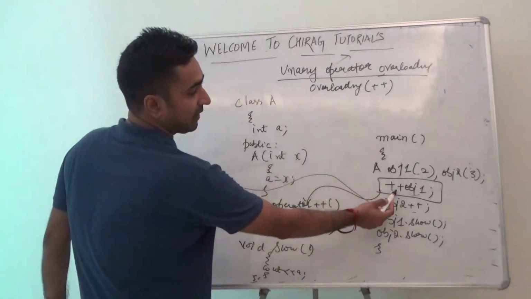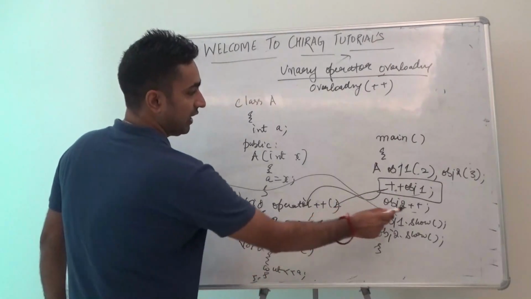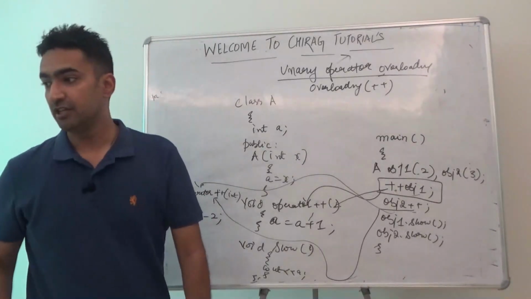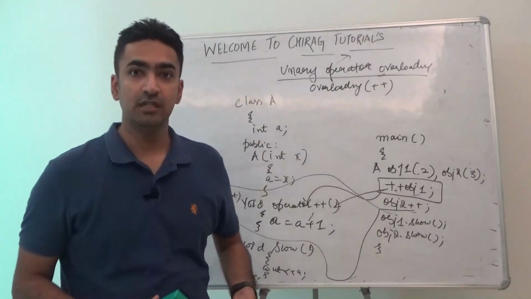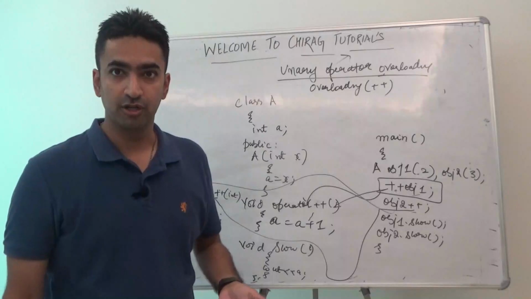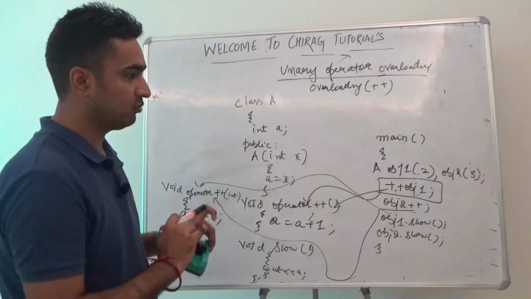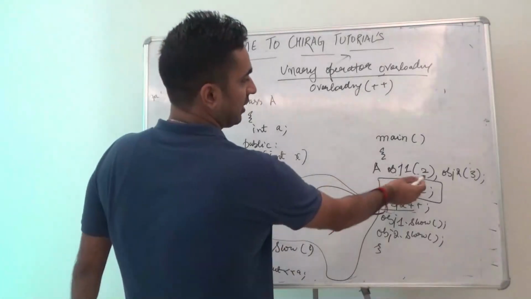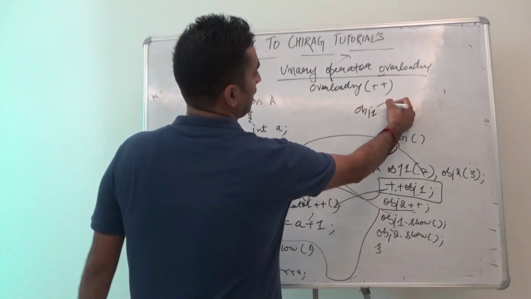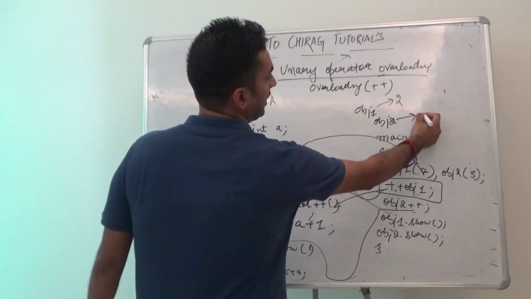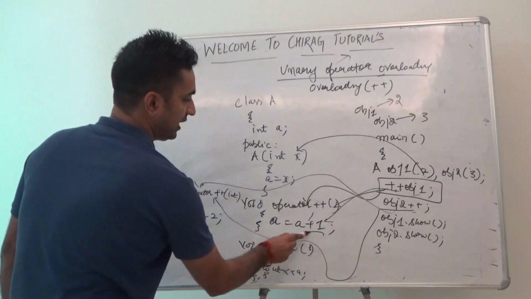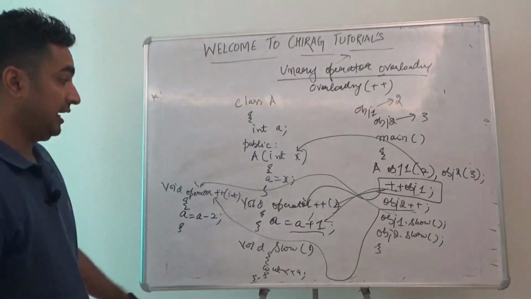So when we write plus plus obj1, this function gets called, and when we write obj2 plus plus, we call this function. When this function gets called, it means we have a clear case of post-increment operator overloading. So if I run this program, it will definitely work. For obj1, the a value is 2, and for obj2, the a value is 3. I am writing plus plus obj1, this function gets called, and I am writing a is equal to a plus 1.